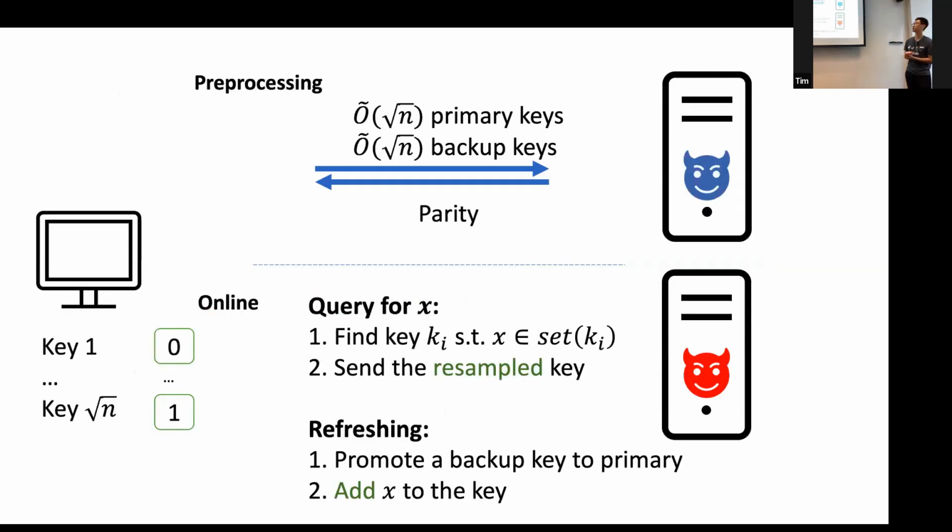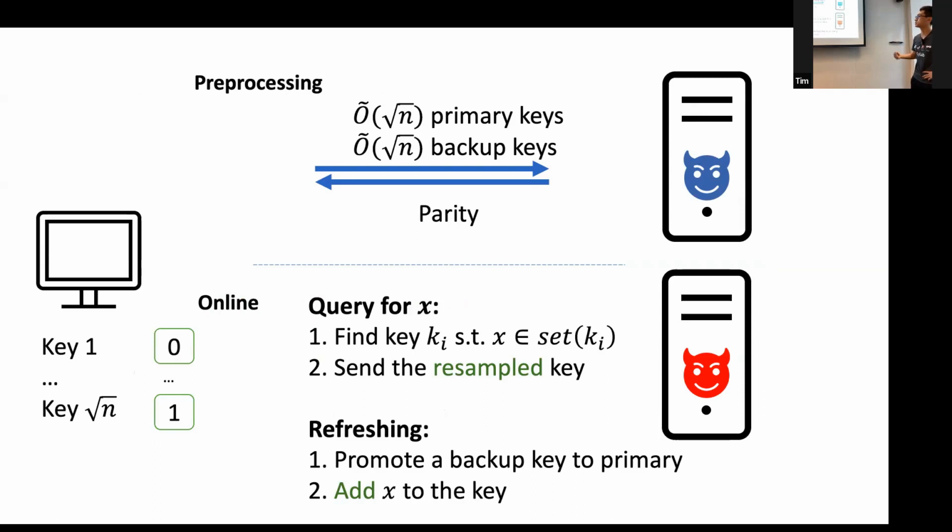All right, let's go over our scheme again. After this slide, we're going to get into the proof. In the preprocessing phase, the client simply sends square root of n keys to the server. The server uses the fast set enumeration algorithm and returns the parity. And the client simply stores all those keys in its local storage along with those parities.